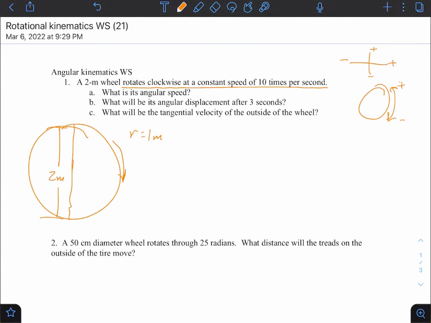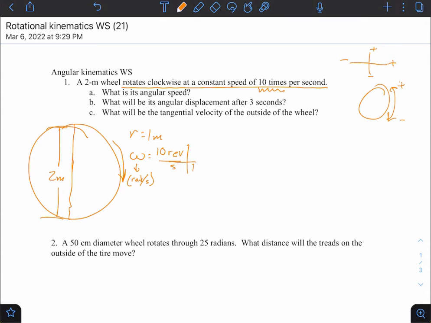And this is something you just kind of have to get used to, the lingo. If it's going around 10 times per second, that means it's doing 10 revolutions per second. So the angular velocity is 10 rev per second. And as always, I'm converting into what we want, and our angular velocity should always be in radians per second. So I'm going to do that right from the jump.